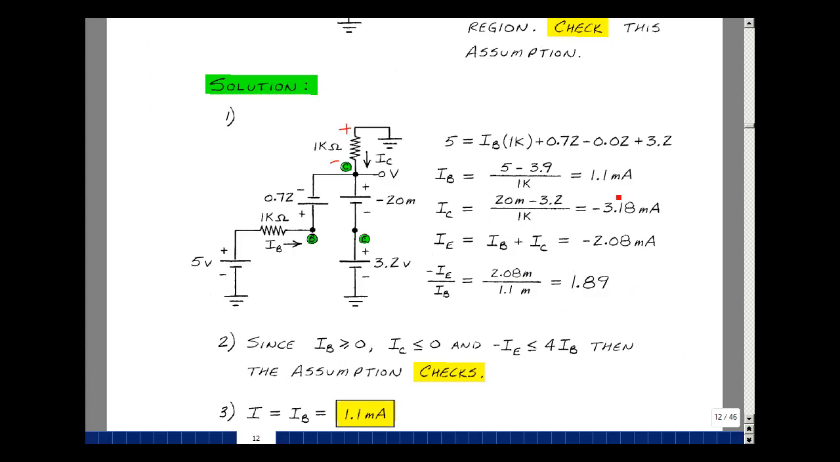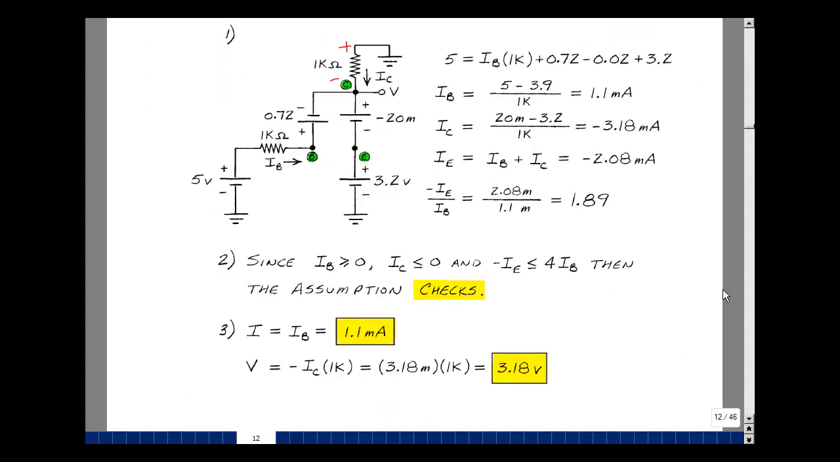I sub B is greater than or equal to 0, and the collector current is less than or equal to 0, and then minus IE is equal to 1.89 times I sub B, so it's less than 4 times I sub B. The assumptions check. We can solve for I and V. I is I sub B, and that was 1.1 milliamps, and the voltage V is going to be the negative of this voltage, so it's going to be I sub C times 1K, but with a minus sign. We had that I sub C was a minus 3.18, so the two minus signs cancel. And we get 3.18 volts. And this is supplemental problem 3.9.